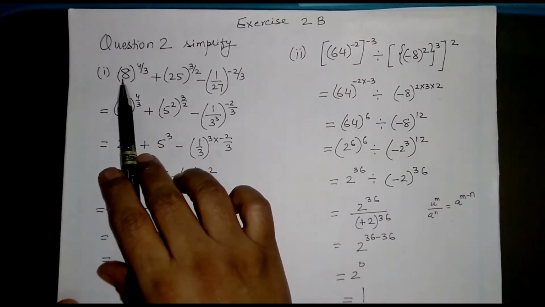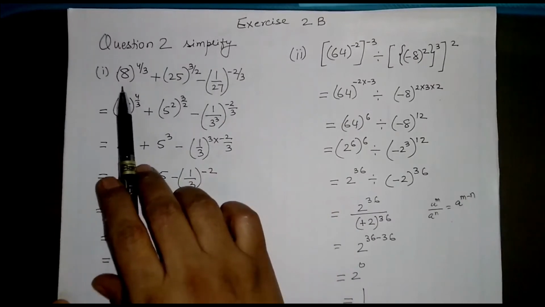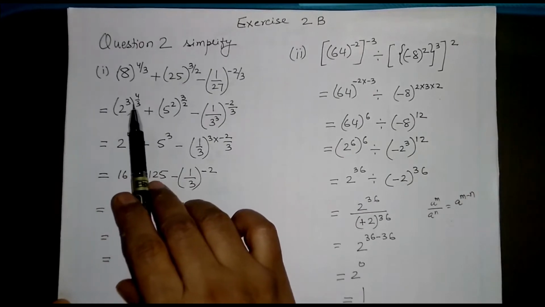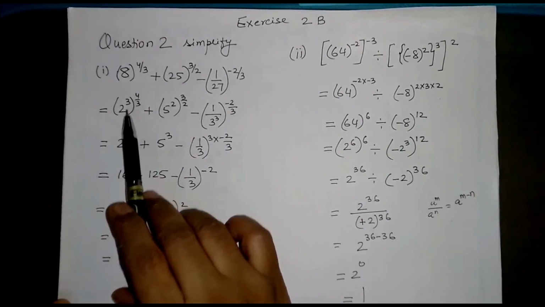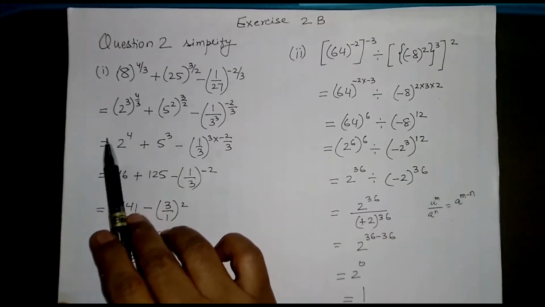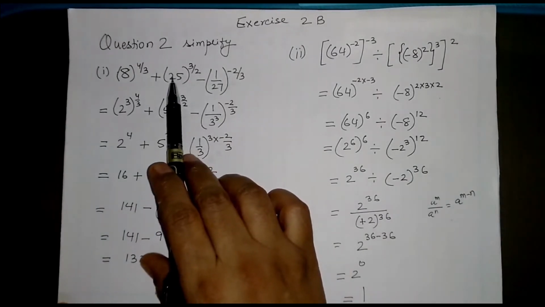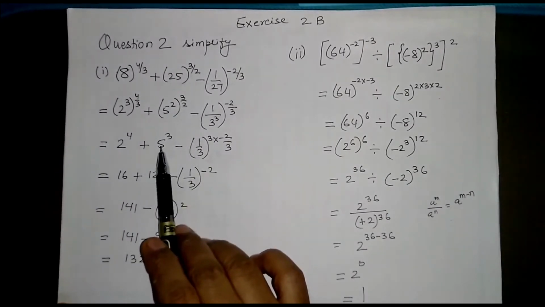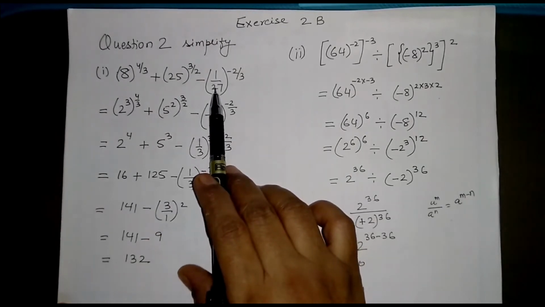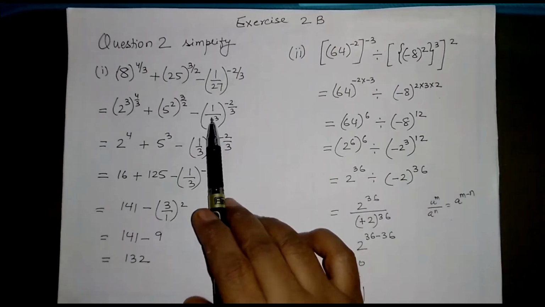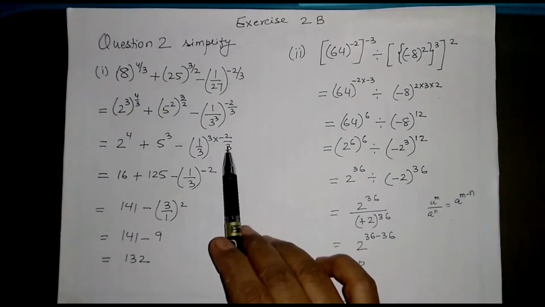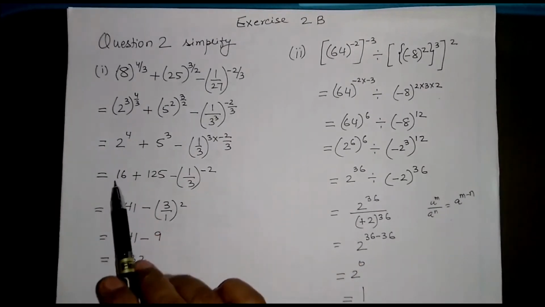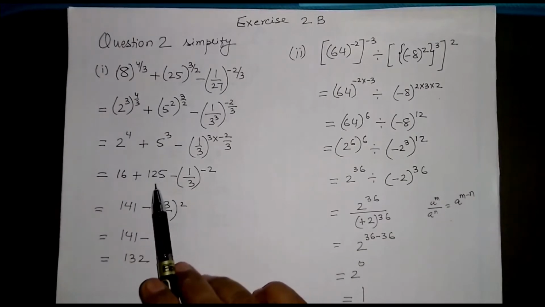We have three numbers here, 8, 25, 27. If I make this 8 as 2 cube, this 3 will get cancelled and I will have 2 raised to 4 left. Now 25 can be written as 5 square. This 2 will get cancelled and we have 5 cube here. 27 can be written as 3 cube, and after cancellation with this 3 we will have minus 2 as the power. So 2 raised to 4 value is 16, 5 cube is 125.